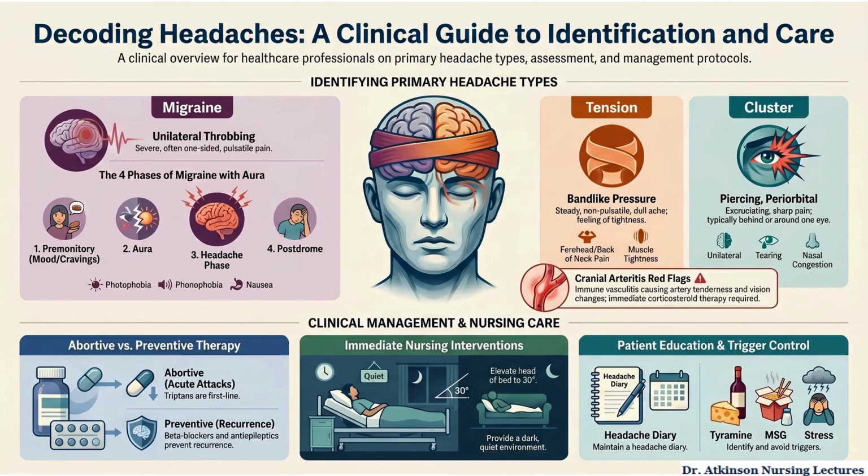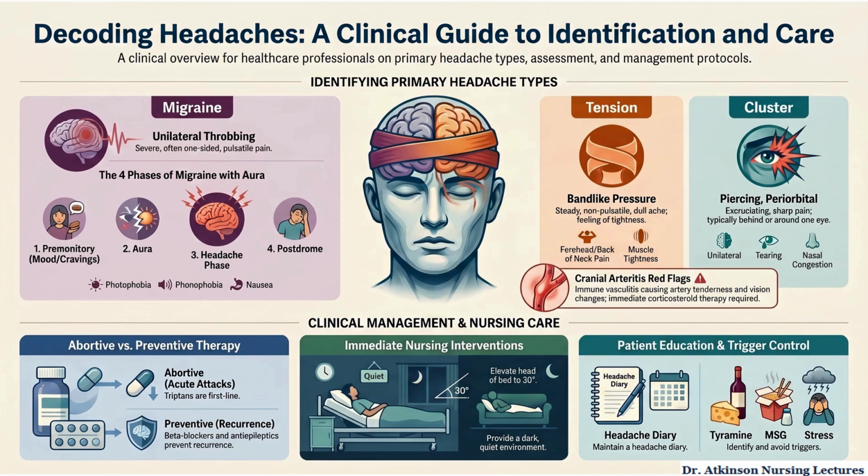So the key things to remember are this. Migraines are associated with photophobia, phonophobia, nausea, and often unilateral throbbing pain. Migraine progression can move through 4 phases: premonitory symptoms, aura, headache phase, and postdrome recovery. Common triggers include stress, sleep deprivation, hormonal fluctuations, bright lights, MSG, tyramine-containing foods, and chocolate. Tension headaches usually present as a dull, band-like pressure around the forehead or neck. Cluster headaches cause severe unilateral pain around the eye, with tearing and nasal congestion.